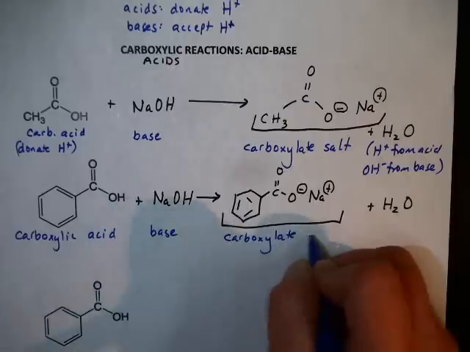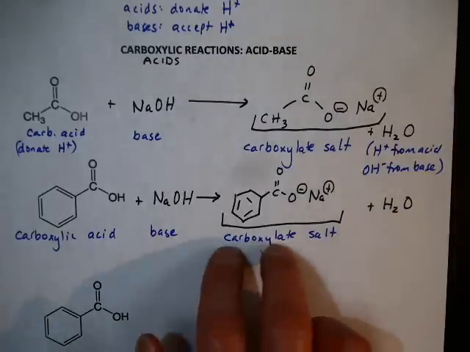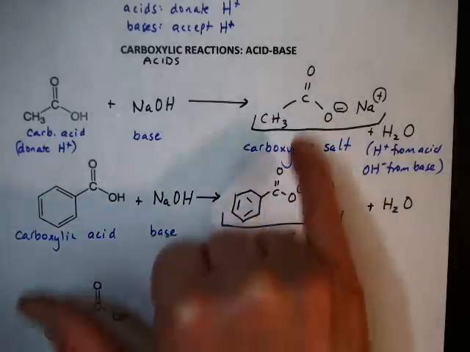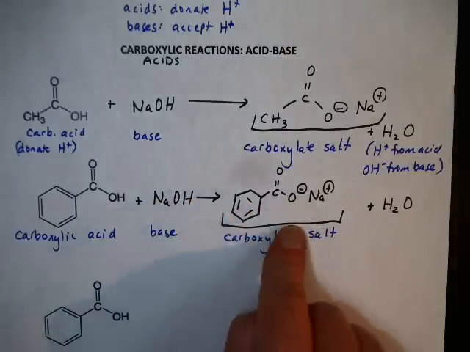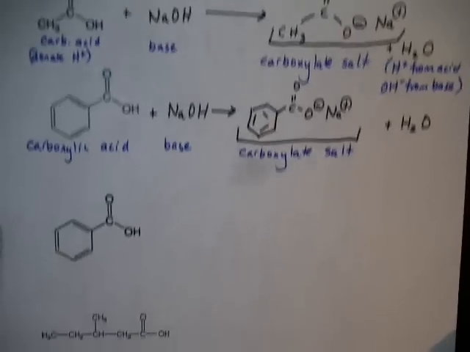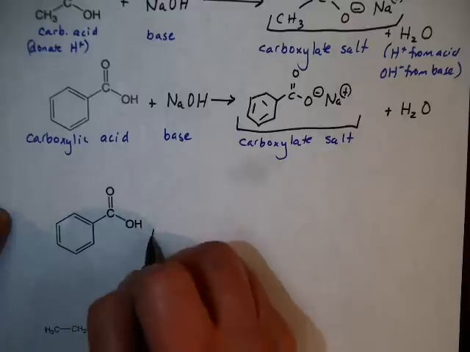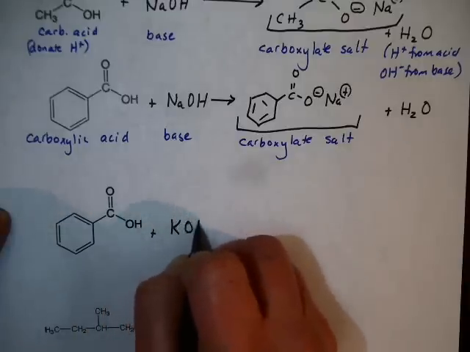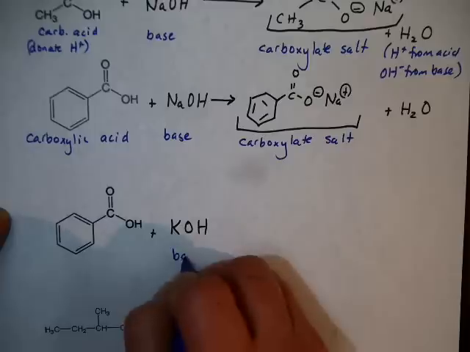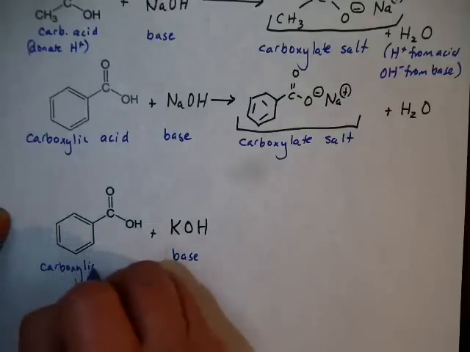Now in this course, we're not planning to name these salts, but I want you to be able to identify that this is a carboxylate salt. You don't have to name the specific salt, but you should be able to say that's a carboxylate salt, that's a carboxylate salt, and so on. There's nothing magical about the base being NaOH. Maybe it's KOH. This is the most common lab base, but it doesn't have to be that. Maybe it's potassium hydroxide, same thing.